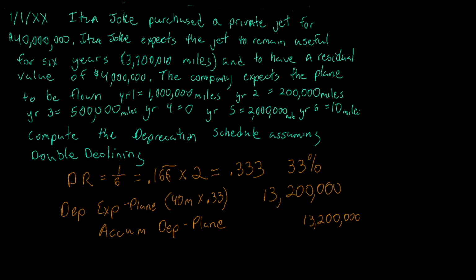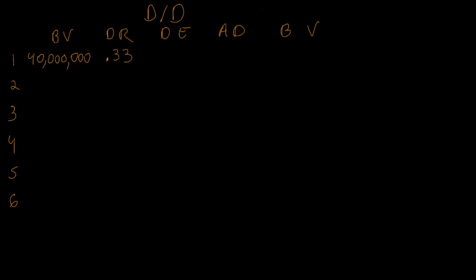How about we now take a look at a proper depreciation table so that we can see the effects of depreciation throughout the life of this asset. And so here is a beautiful example of a depreciation table under the double declining method.